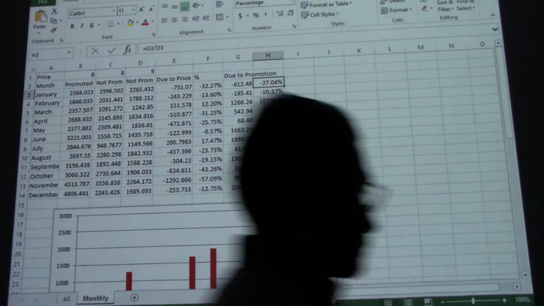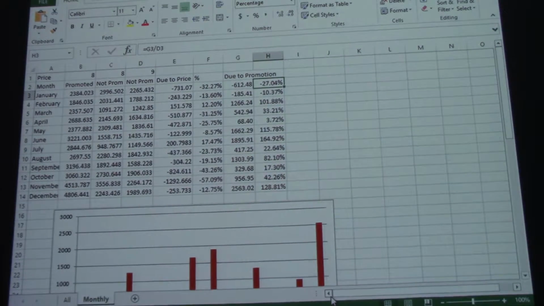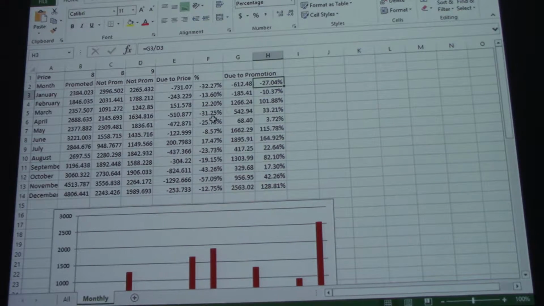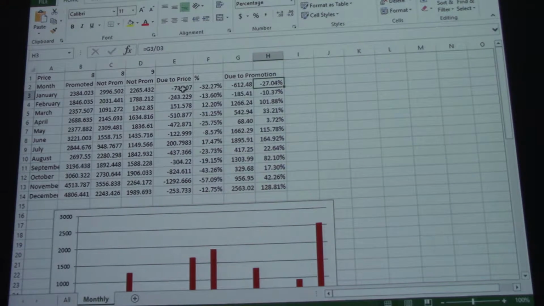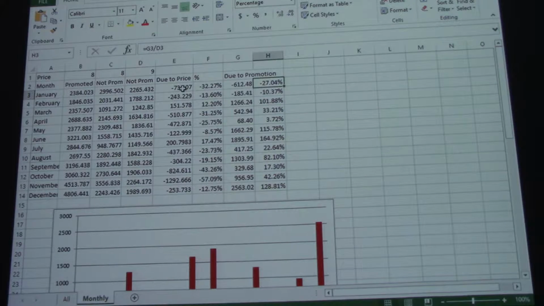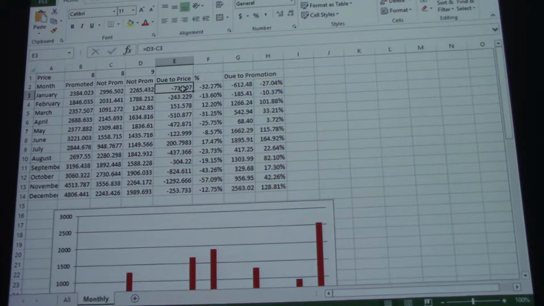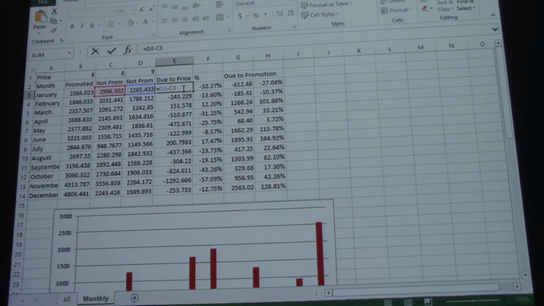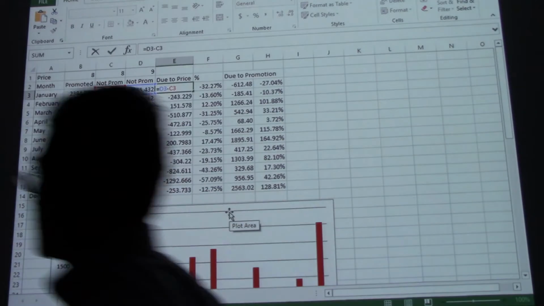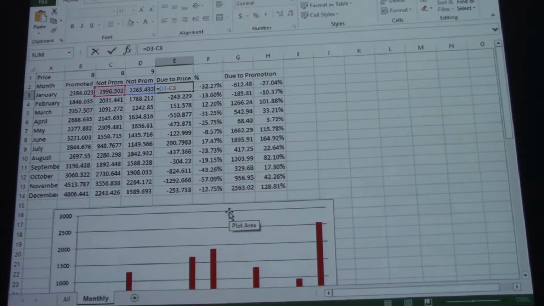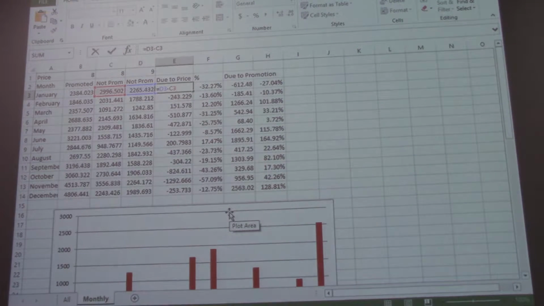So the percentage due to price. Someone taking aspirin? Is it giving you a headache? Oh, mint. Okay. So again, this is why this picture is important. It's like, my God, I'm getting a headache. Well, this is the last day.